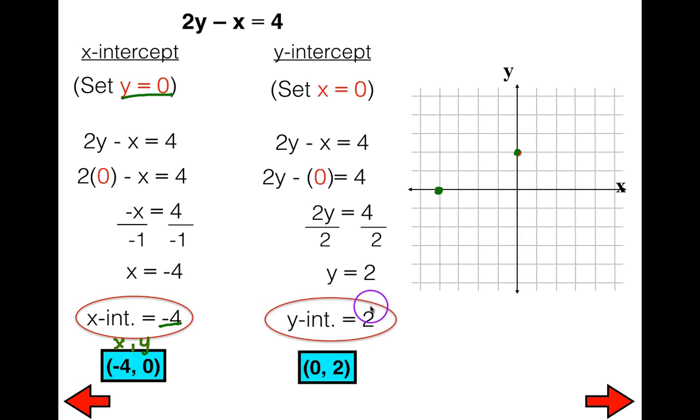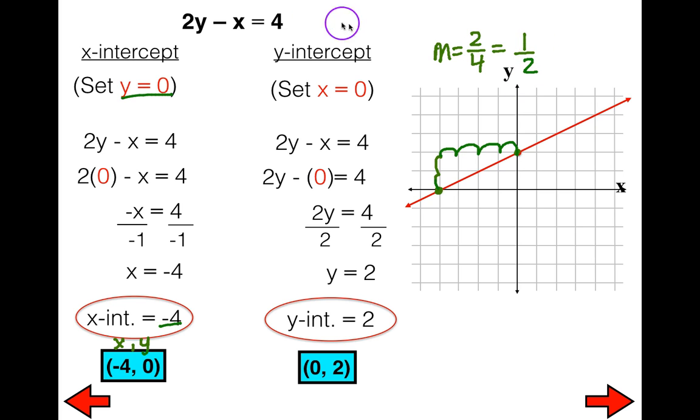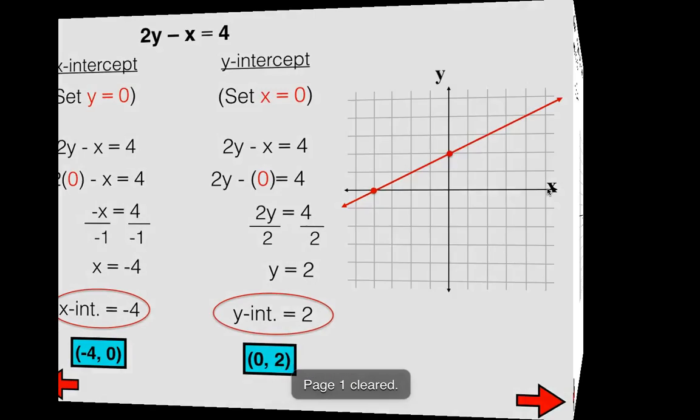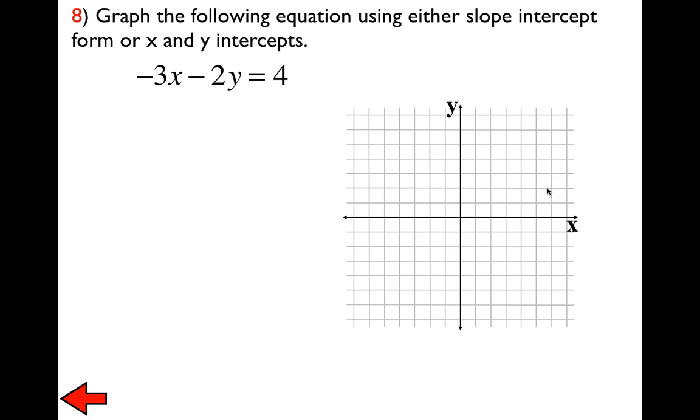Then all you need to do is graph your 2 points and draw your line. Now something that I want you to still practice and recognize is, what's the slope of this line? Well, the rise is 1, 2. And the run is 1, 2, 3, 4, which reduces to 1/2. Okay, so in the previous example, you saw the slope was 1/2, but if you're choosing to use x and y intercepts to graph, you won't see it, but you can still determine the slope based off of your graph.